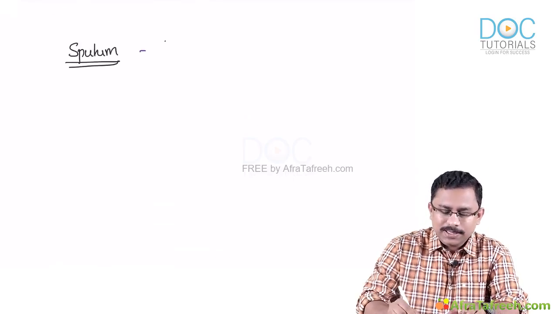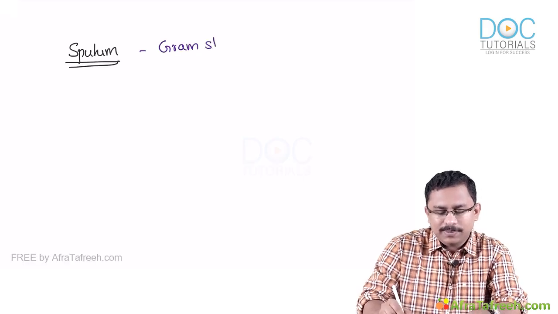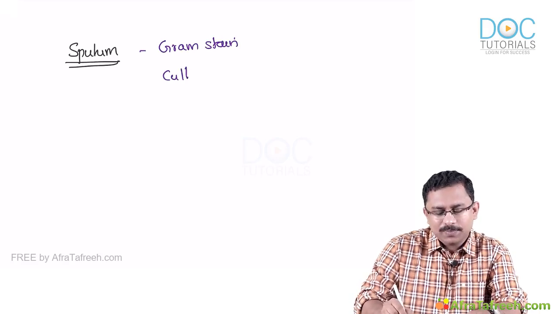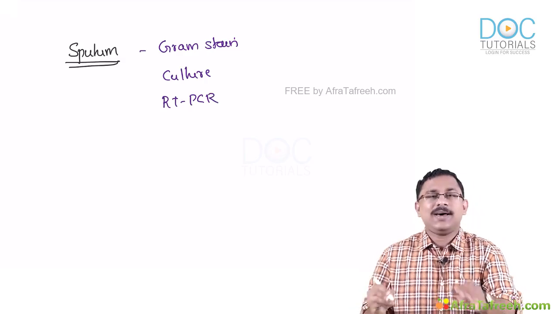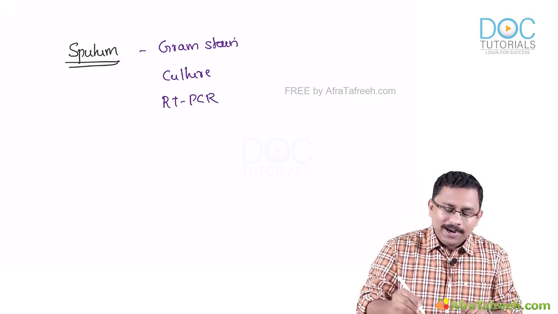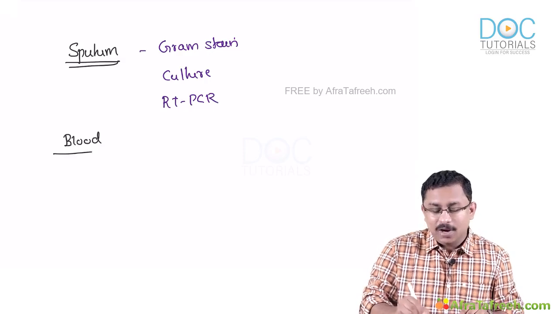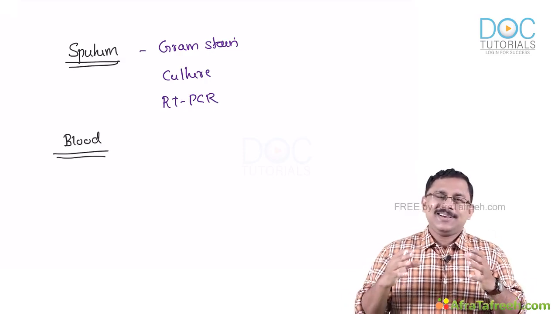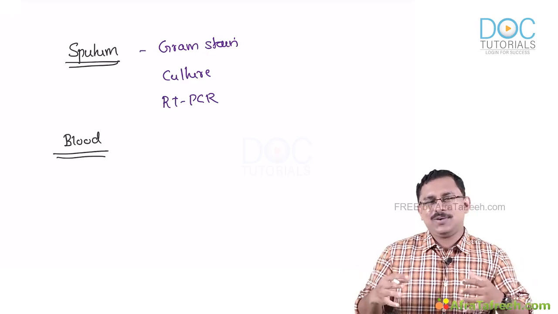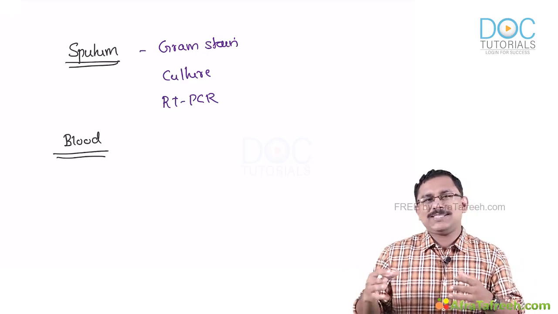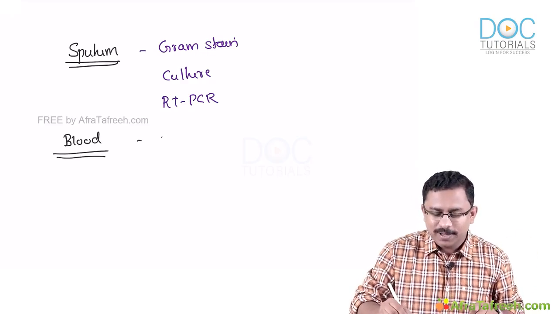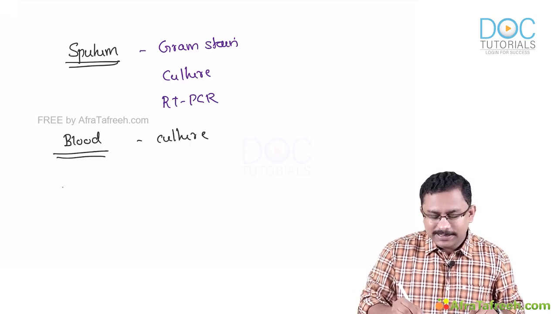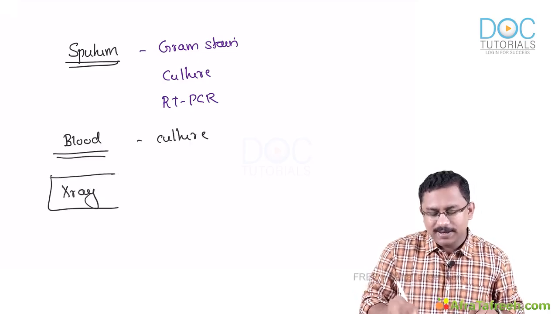Then you can go for a sputum study. In sputum study, you can go for a gram stain and culture, and especially COVID, if you are suspecting it, you should go for an RT-PCR also. Regarding blood culture, the yield might not be that great unless the patient has had true systemic involvement, like pneumonia progressing to septicemia. Then you are likely to isolate the organism more, but still you have got to go for a blood culture as well. And chest x-ray is very important.